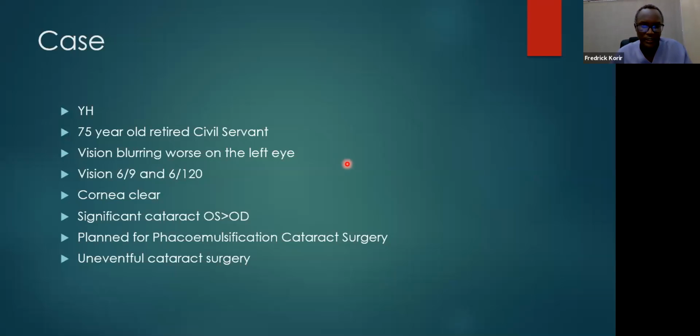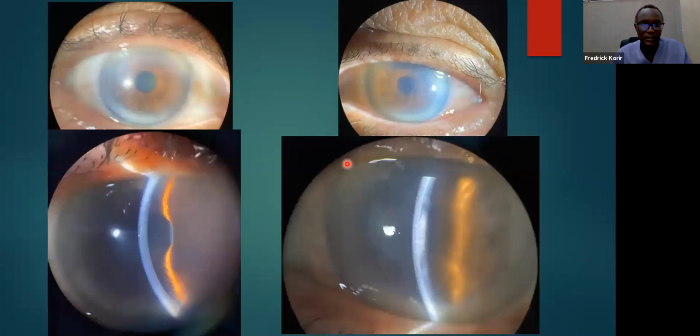Then he comes the following day. Remember, it was 6/120 when I saw him on the left eye. This is a picture I took just with my phone, many months after surgery. This was his right eye, the eye that has had good vision, 6/9. As you can see at a quick glance, the anterior segment looks fine. The slit looks really clear on that side. And the other eye was looking like that, only that it had a cataract.